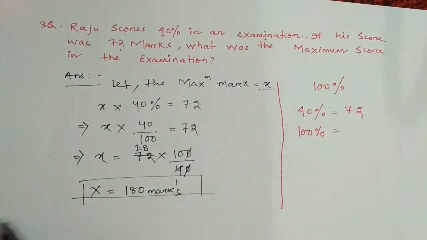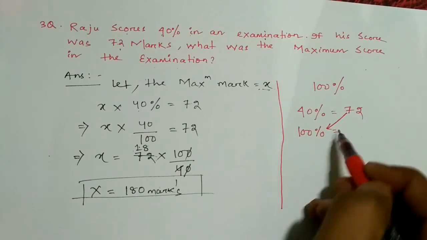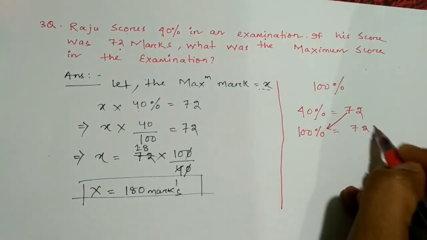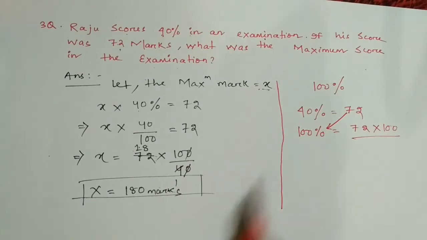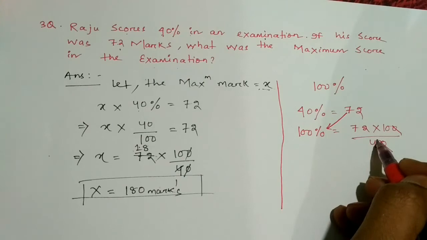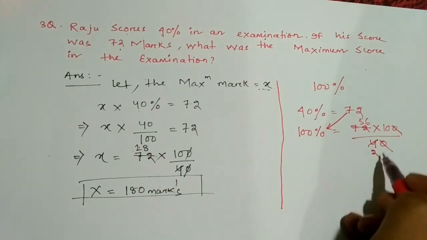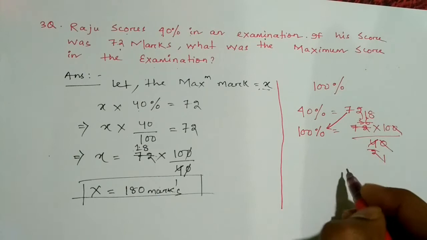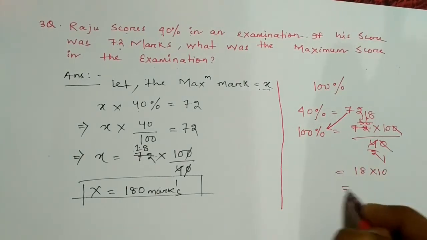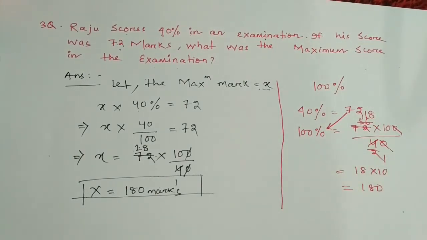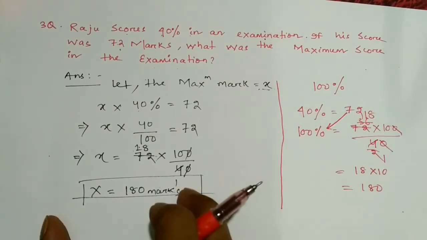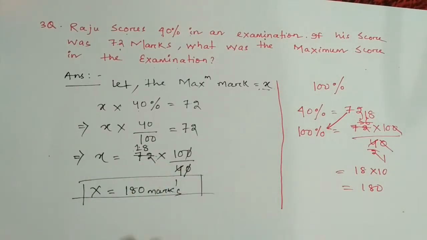By the cross multiplication method. First, 72 is multiplied with 100, divided by 40. 10 and 10 cancel, 2 fours are 8, 2 ones are 2, 18 into 10, that is 180. So these are the two processes. You can choose as you wish, but I think this will be the preferred method. The other is a little bit time consuming, but these are the two methods. You can do anything if you want.